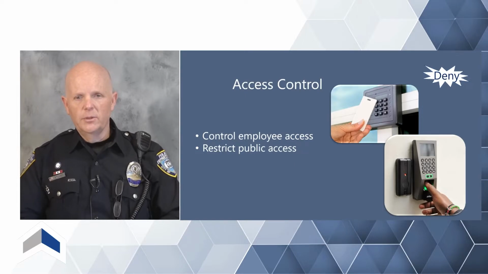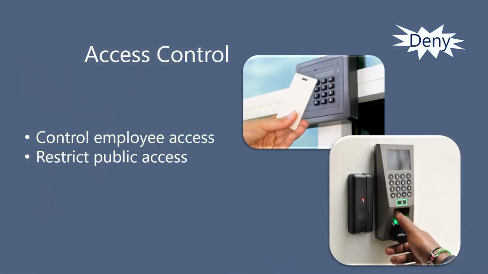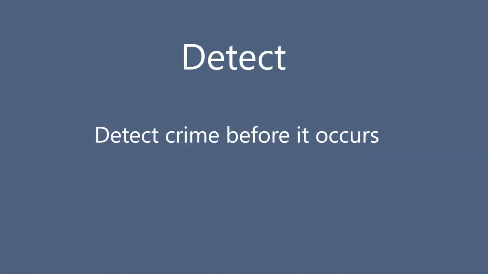These are available in the key fob that you see up there, or a card system, and then on the bottom is pictured a biometric reader. So some of you may already be using these for time clock type things with the biometric reader, but it's the same concept. Detect. This is trying to detect the crime before it occurs.